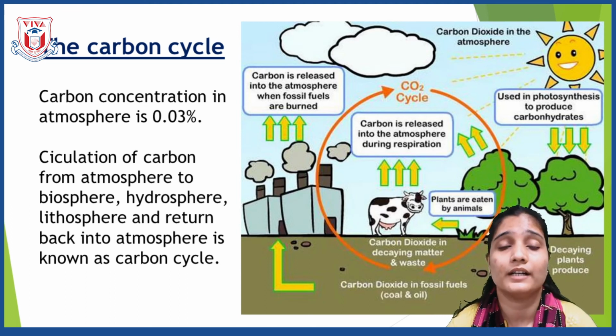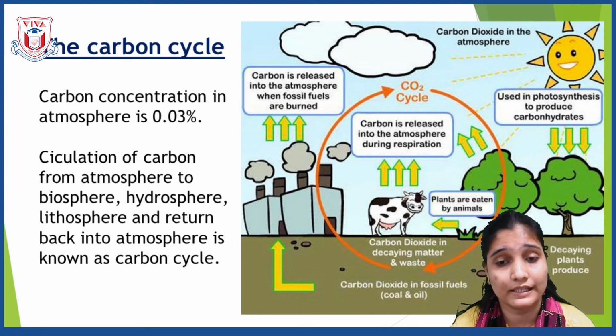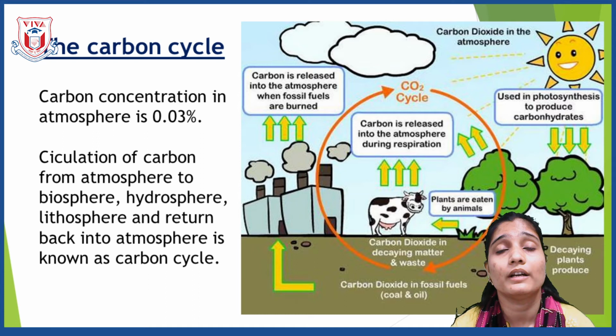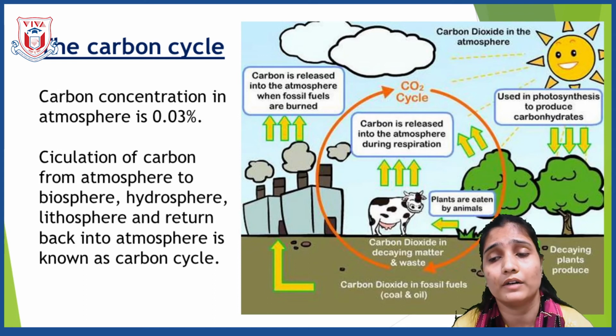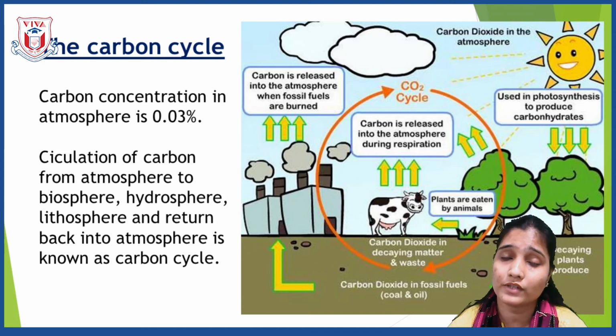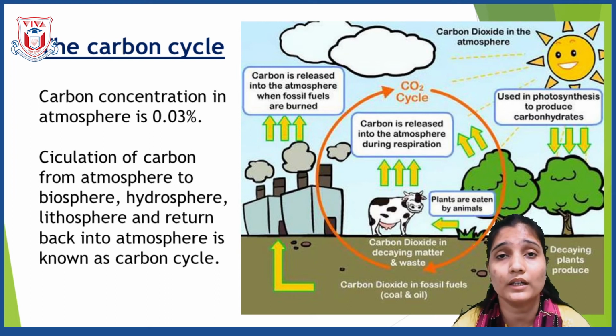So, let's start with carbon cycle. Carbon concentration in the atmosphere is 0.03%. The circulation of carbon from atmosphere to biosphere, biosphere to hydrosphere, and hydrosphere to lithosphere, and again returning back into the atmosphere. This cyclic flow of carbon is known as carbon cycle.